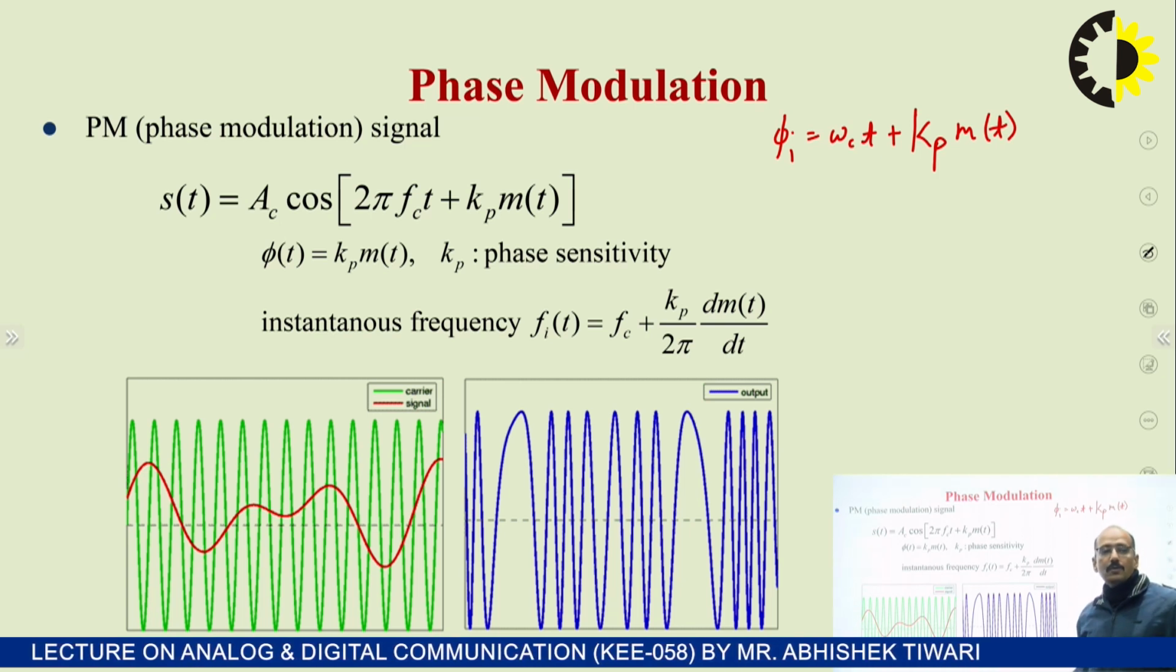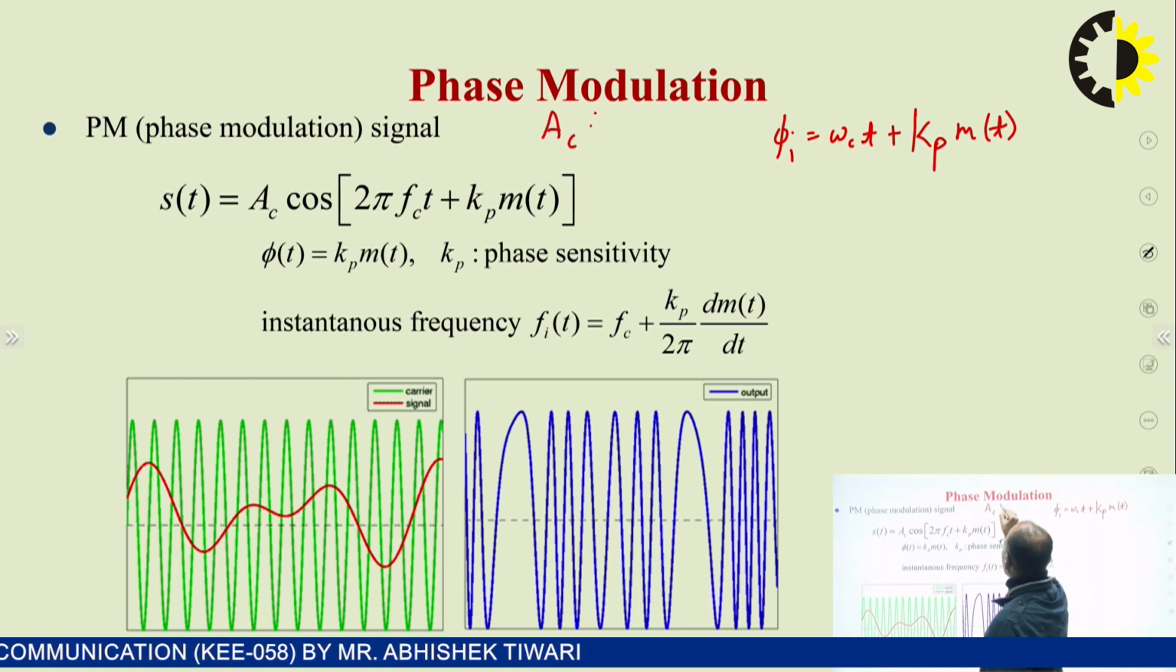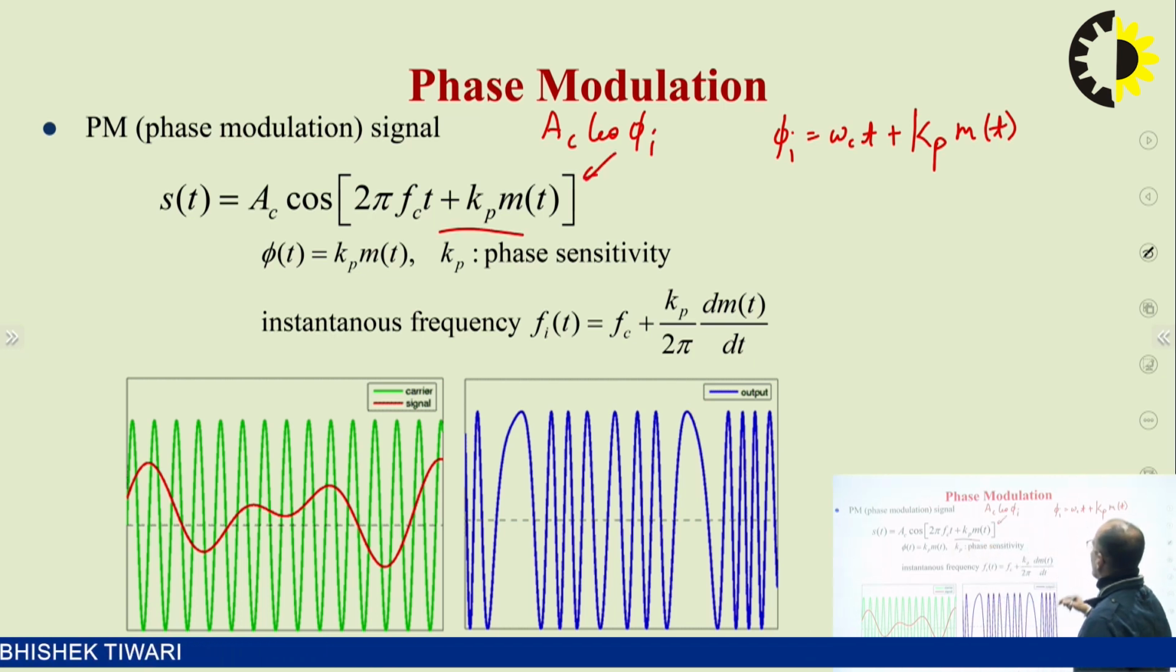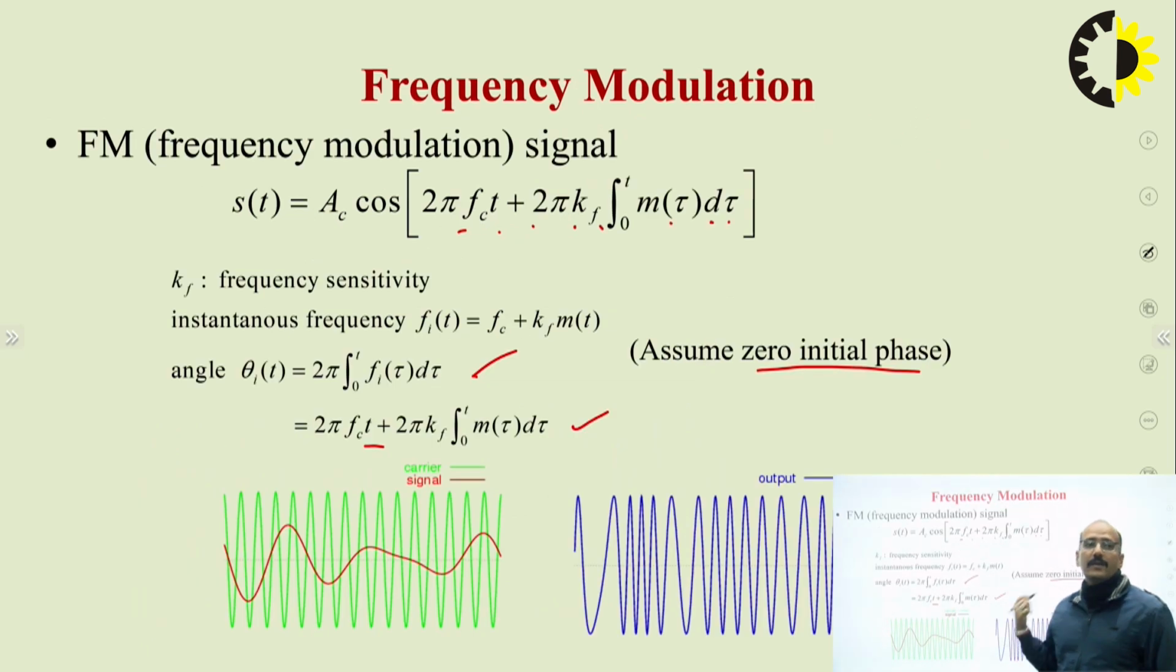So now here no integration is required. We are directly going to put this part into the A_C cos phi I, and by getting this we get 2 pi fct plus kp mt, where omega c is 2 pi fc and kp mt is the part where phi t is equal to kp mt, and kp is the phase sensitivity. Similarly, as in the last discussion, that was the frequency sensitivity. So the instantaneous frequency here is fc equal to kp by 2 pi times dmt by dt. So these are the two parts: phase modulation and second one is frequency modulation.